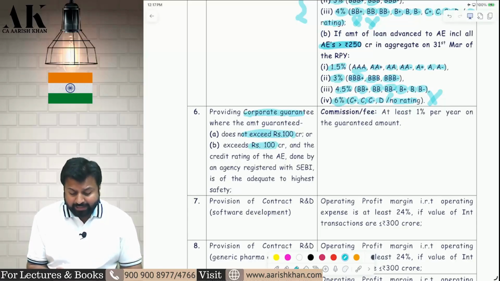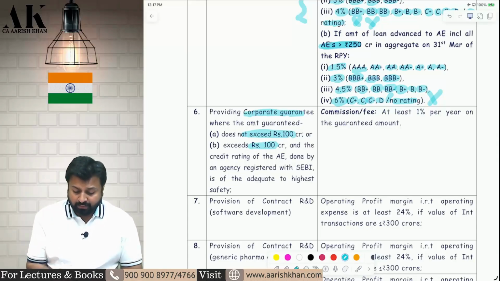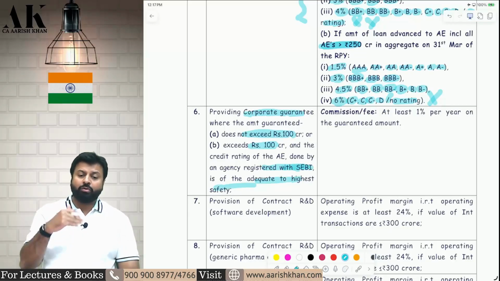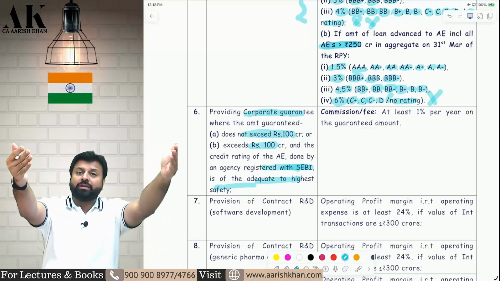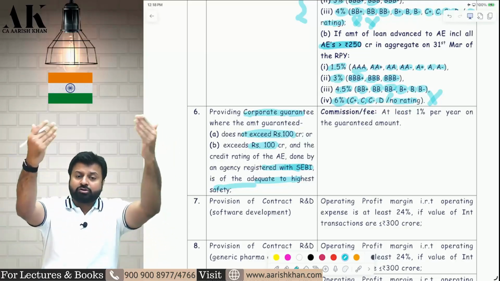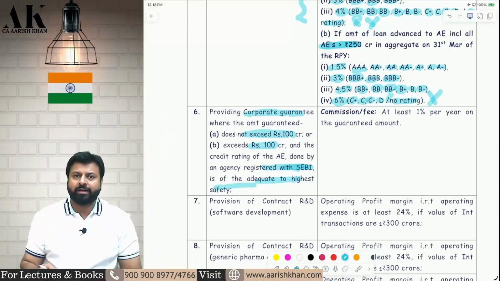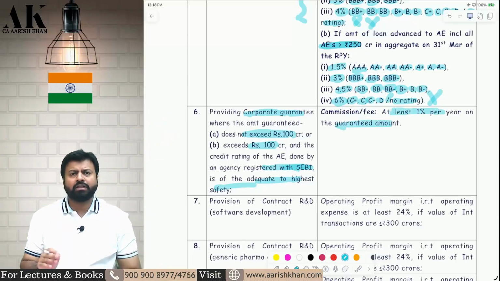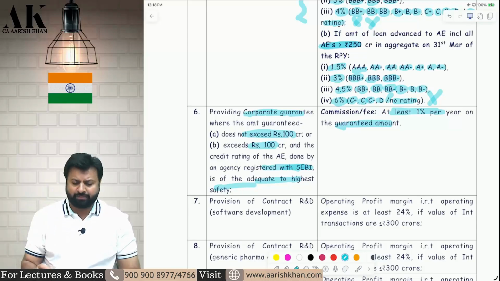Or if it exceeds 100 crore, then the credit rating of the borrower of the associate enterprise should be adequate, of highest safety as per SEBI guidelines. So, first of all, the guarantee you give to the company should not be more than 100 crore. If it is more than 100 crore, then there has to be adequate safety of that particular entity as per SEBI guidelines. Margin, just 1% of the guaranteed amount. That much minimum you have to charge. If you charge more than 1%, great. If you charge less than 1%, safe harbor is not applicable.